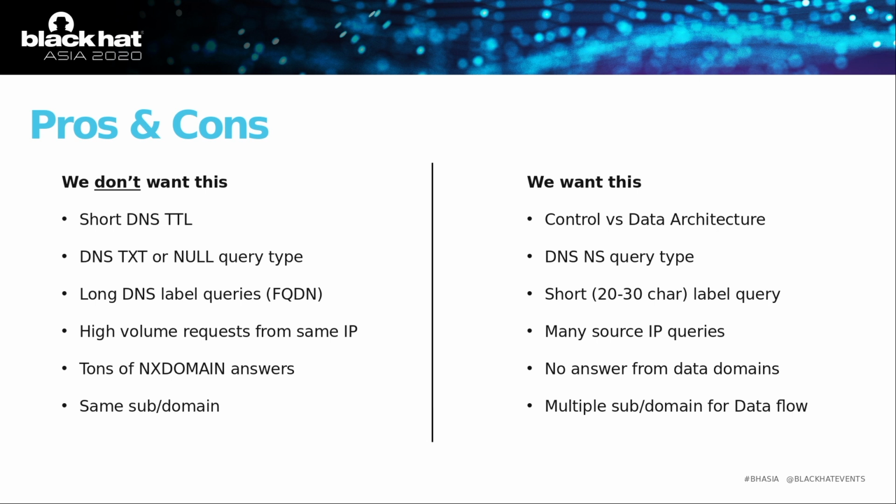So what do we want? We want to split the architecture into control and data. We also want to use NS type queries, which are recursive and commonly used. We want short labels, 20, 30 characters max. We want to use many IP addresses as a source. We don't want to use just one, and we want no answer coming back from our queries. And we want to use multiple domains, 5, 10, 100 different domains, those subdomains that we want to use. This is all what we want, right?